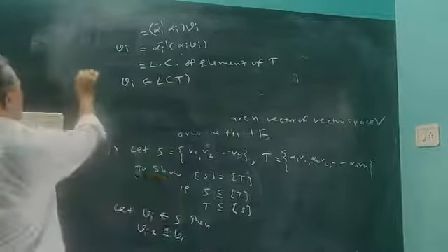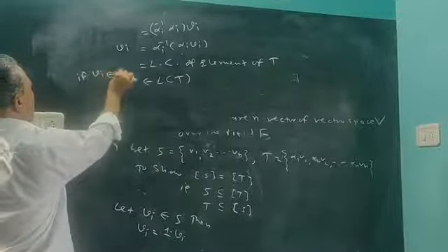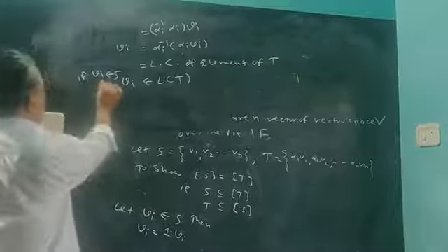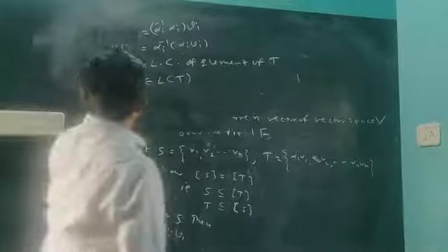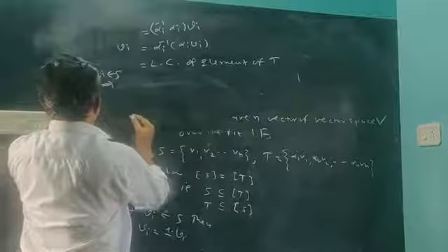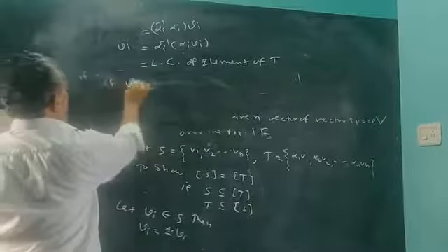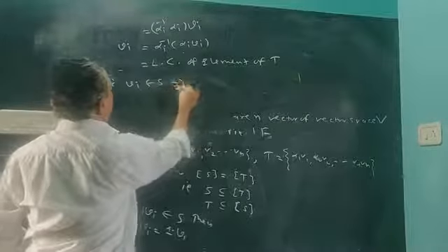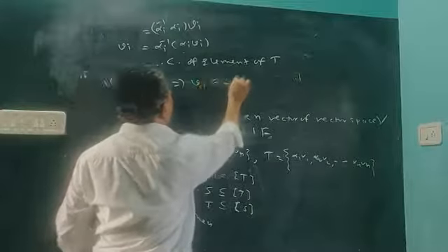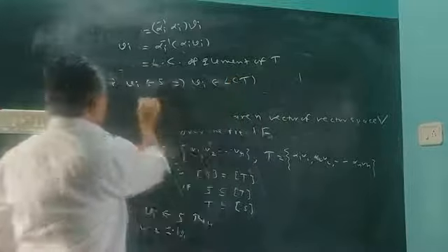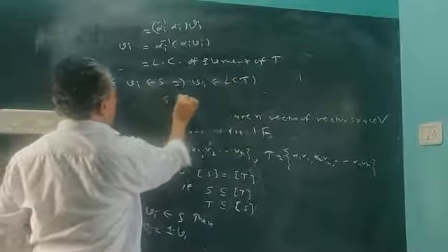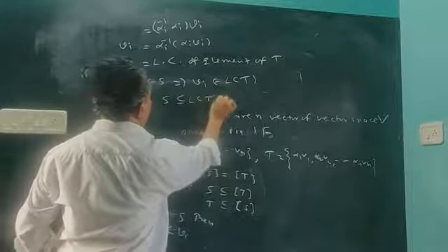Okay. So if Vi belongs to S, then Vi belongs to L. Vi belongs to S, then we show Vi belongs to span of T. That means S is a subset of L. So that is 1 point.